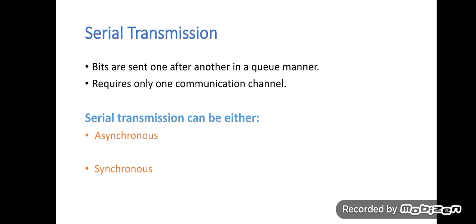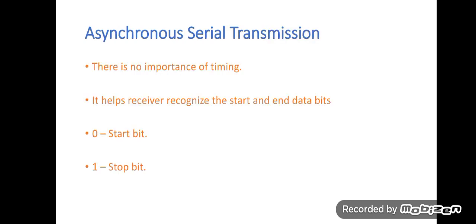Serial transmission can be either asynchronous or synchronous. Let's see what is asynchronous and what is synchronous. First, we will see asynchronous serial transmission. In asynchronous serial transmission, there is no importance of timing. Timing does not matter because it sends the data in a queue manner, so we don't worry about timing. It helps the receiver recognize the start and end data bits.